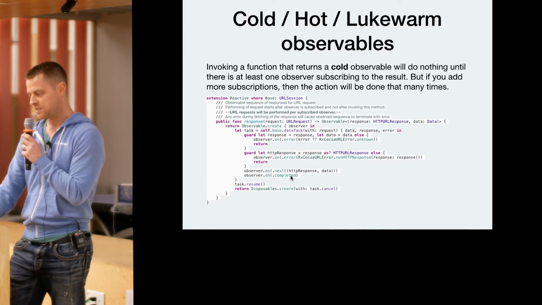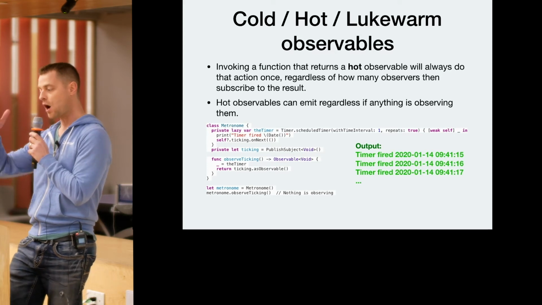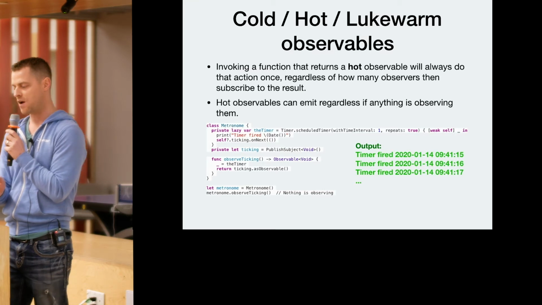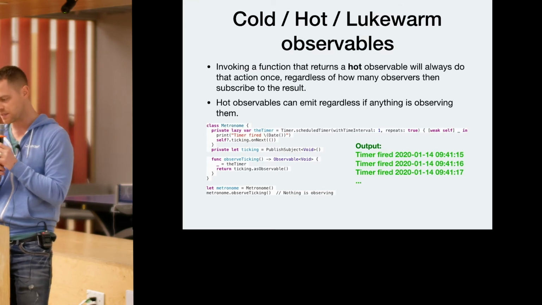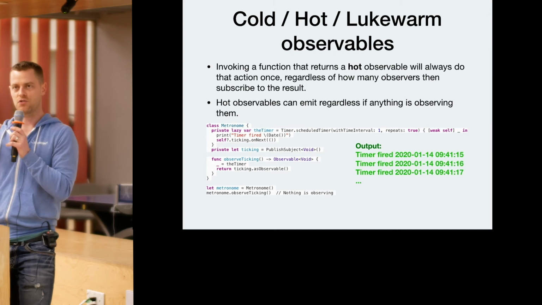Okay, so what is hot? Hot. So invoking a function that returns a hot observable will always do the action once, regardless of how many observers subscribe to the result. Okay, so kind of the opposite. And this hot observable can emit, even if nothing's observing it, it's trying to emit.